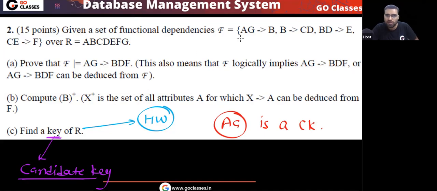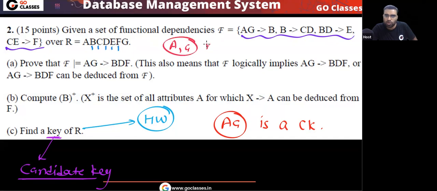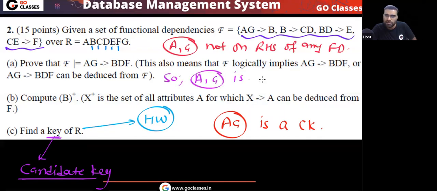See, what you can do is just notice which attribute is not on the RHS. You can see B is on the RHS, CD is on the RHS, E is on the RHS, F is on the RHS. But A and G are not on the RHS of any FD. What does that mean? So I can say that AG is part of every candidate key.